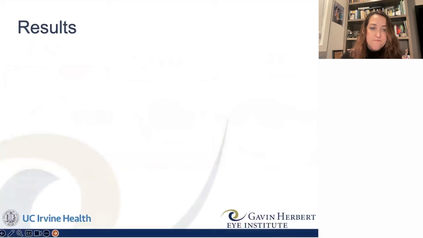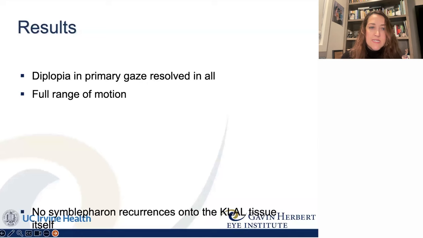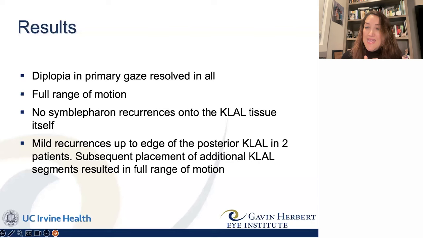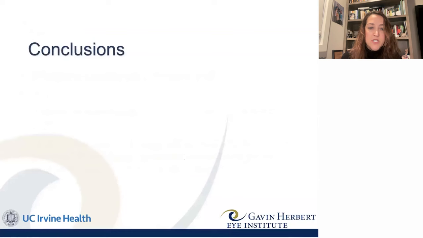And our results with this is that the diplopia in primary gaze resolved in all cases with full range of motion and no recurrences onto the keratolimbal allograft tissue itself. In some cases, there was a mild recurrence to the edge of that posterior keratolimbal allograft tissue. And subsequent placement of additional keratolimbal allograft segments resulted again in full range of motion.